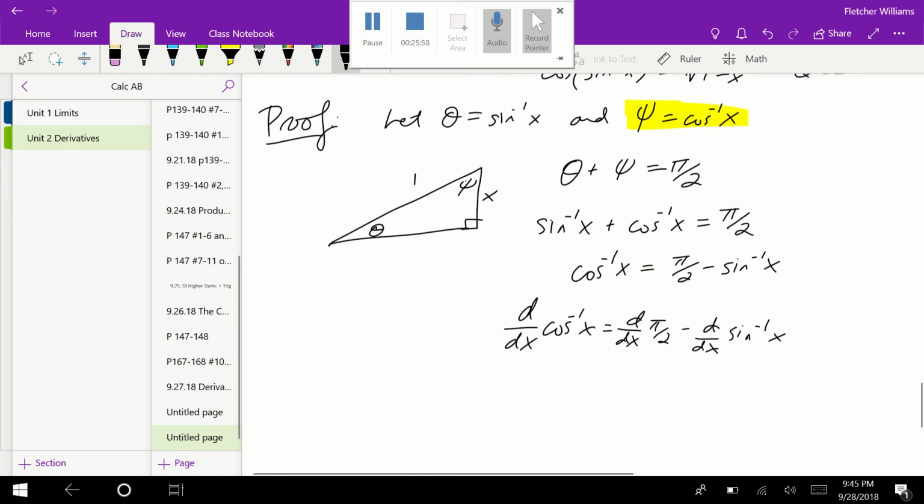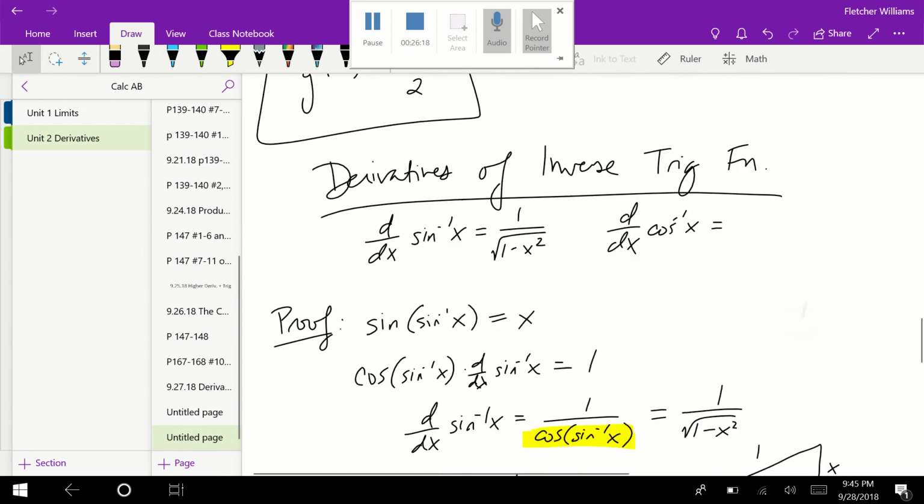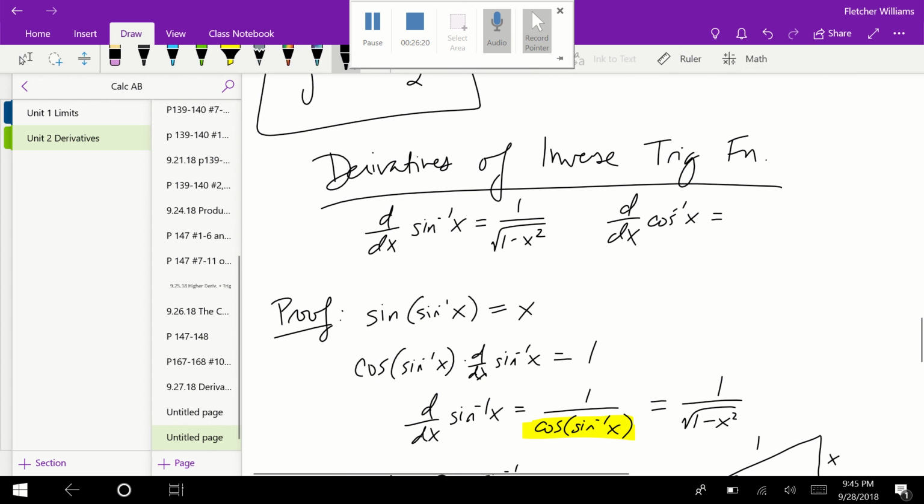Well, the derivative of pi over 2 is just 0 since pi over 2 is a constant. And we already found the derivative of inverse sine x, so we know then it's just negative 1 over root 1 minus x squared. So that is pretty neat.